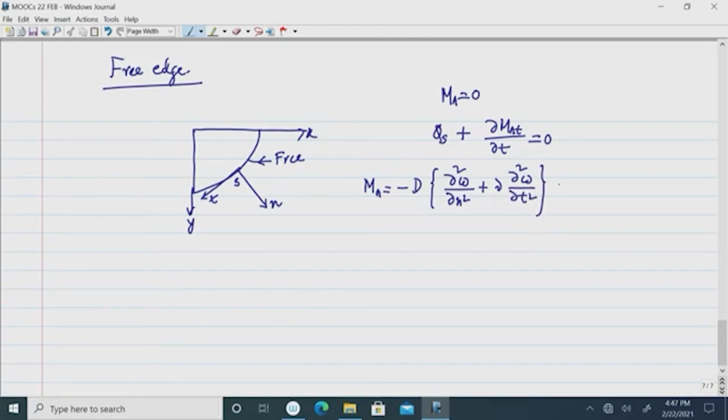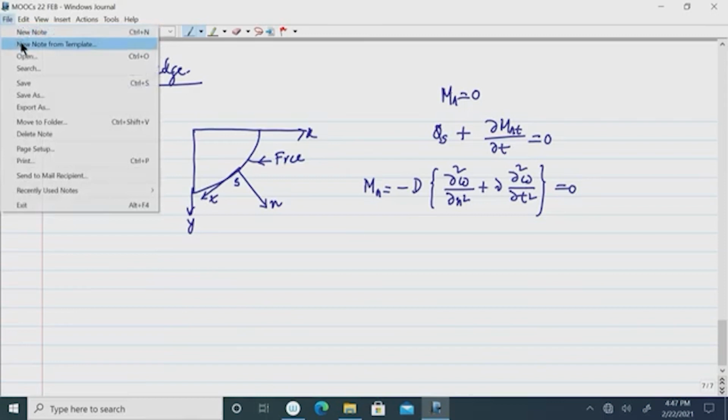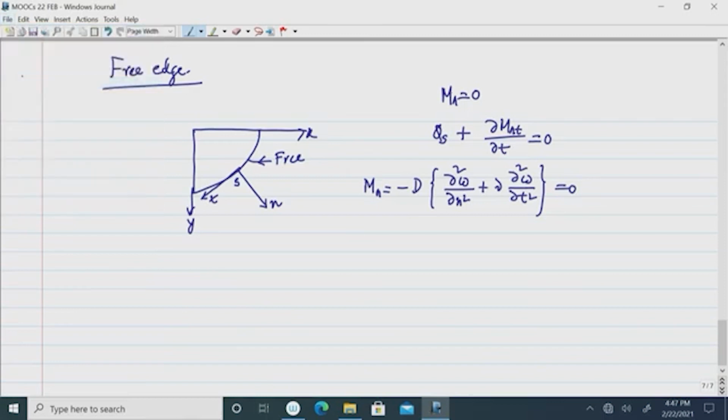Okay. So, this is m n and this is equal to 0, because it is not supported. So, I cannot take this as one curvature being 0, okay, that is not possible, all right. So, we have taken this as m n equal to 0. The second equation is coming from q s plus del m n t by d t equal to 0. So, that is the Kirchhoff shear along the curved edge. So, that means it is not necessary to consider the twisting moment and shear force along the curved edges to be 0 separately. Two effects can be combined to give a single equation.